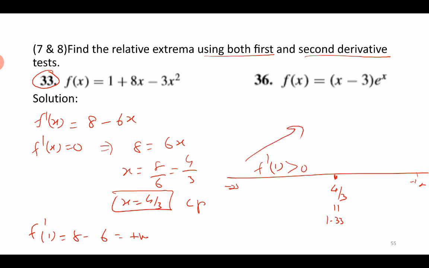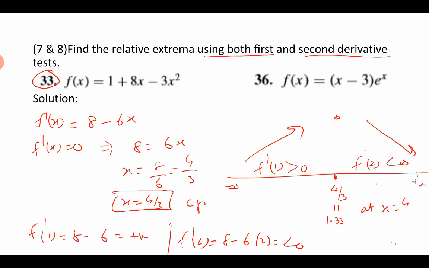On the right side you can take 2, because 2 is greater than 1.2. So you can try f prime of 2, which is 8 minus 6 into 2, which is negative. Negative means the function is decreasing here. So at x equal to 4 over 3, we get a relative maximum. This is by the first derivative test.